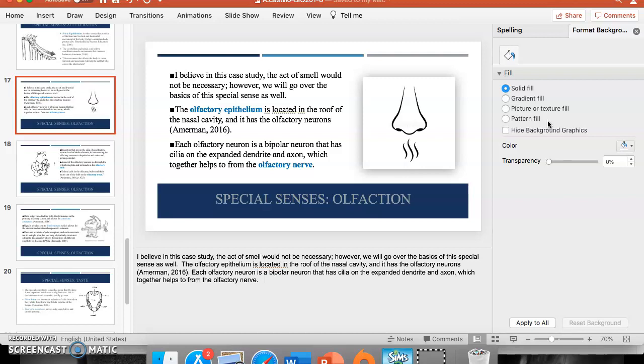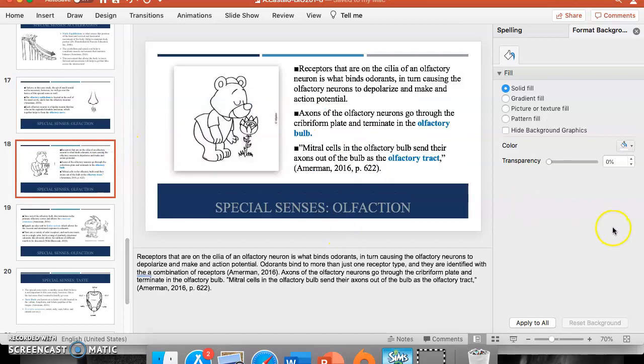So the olfactory epithelium is located in the roof of the nasal cavity, and it has olfactory neurons. Each olfactory neuron is a bipolar neuron that has cilia on the expanded dendrite and an axon, which together help to form the olfactory nerve. Receptors on the cilia of the olfactory neuron bind odorants, in turn causing the olfactory neuron to depolarize and make an action potential. Odorants bind to more than just one receptor type, and they are identified with a combination of receptors.